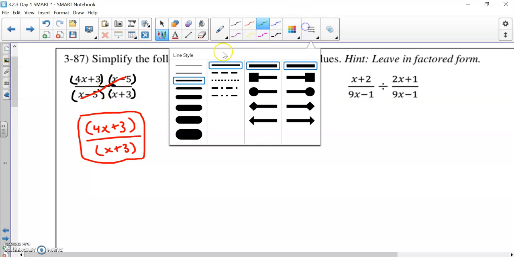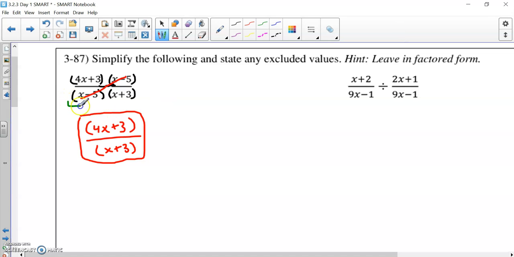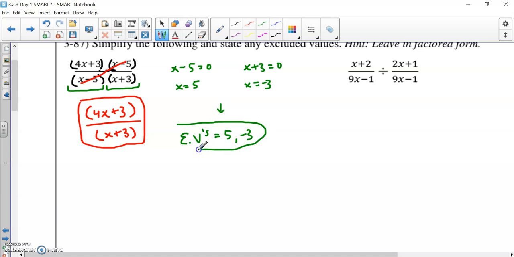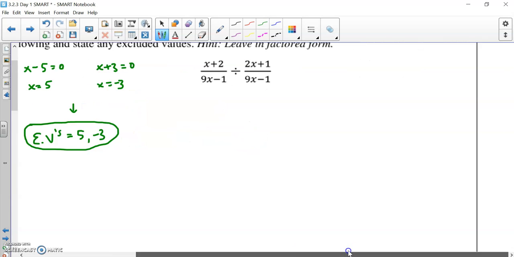Let's go ahead and find the excluded values. So for excluded values, we need to use both of these. Even though we crossed one out, notice I'm still using both of them for excluded values. So x minus 5 equals 0, x plus 3 equals 0. So we get 5 and we get -3. That tells us that the excluded values are 5 and -3. Alright, on to the next example.